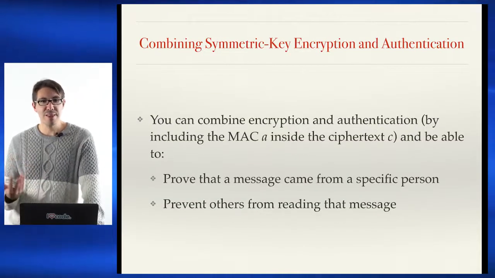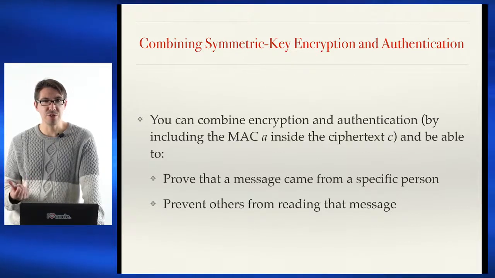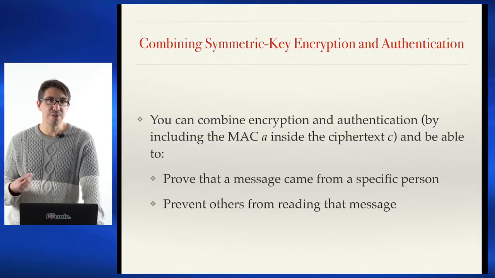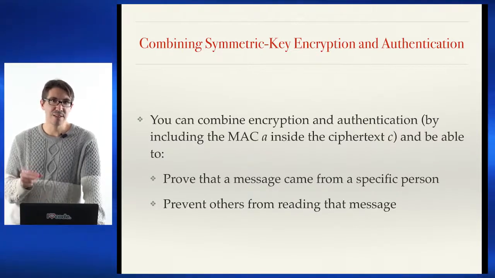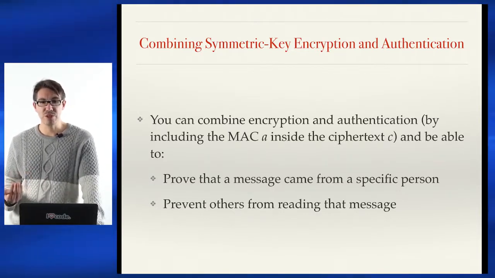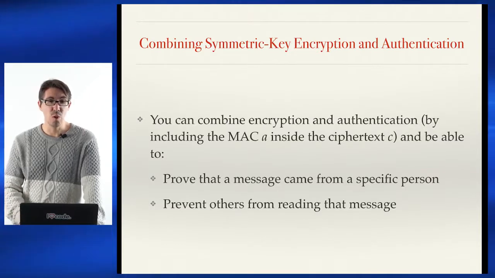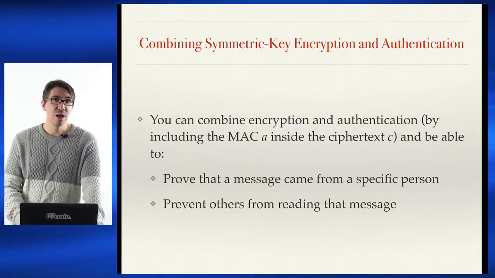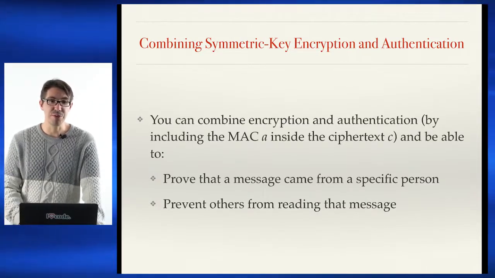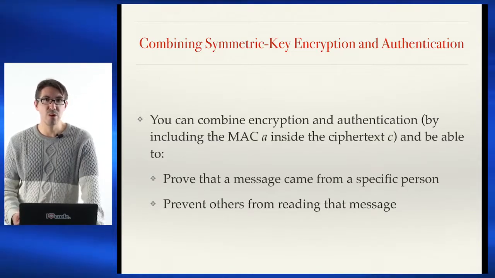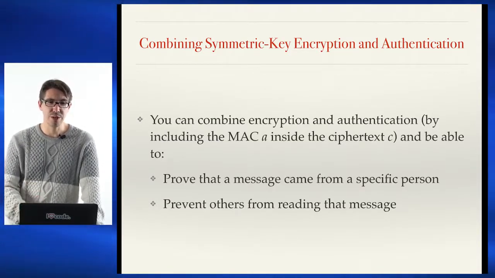We can then combine these two aspects, encryption and authentication, by including our authentication message inside the ciphertext. So we both encrypt it and add authentication. And that way, when Bob receives the message, he'll be able to know, one, that the message came from the person he thought it was coming from, and two, others besides Bob will not be able to read that message. So we now have a very powerful mathematical way of communicating and proving who we are.